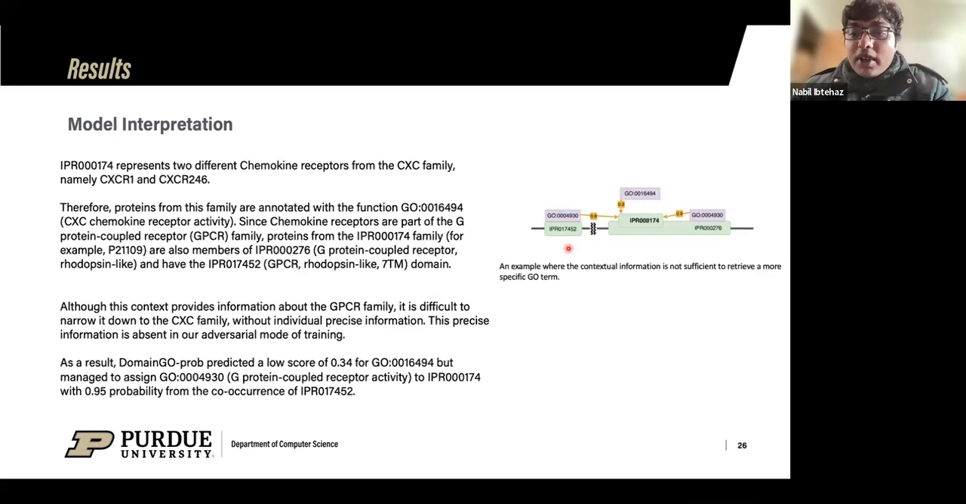But the issue comes for MF. For example, IPR 174 is a general chemokine receptor, and it is a part of the IPR 276 domain, which is present in GPCR proteins. So from this contextual information, we can understand that this domain will also perform some kind of GPCR activities, but from this information, we can't say that it can perform chemokine activity.